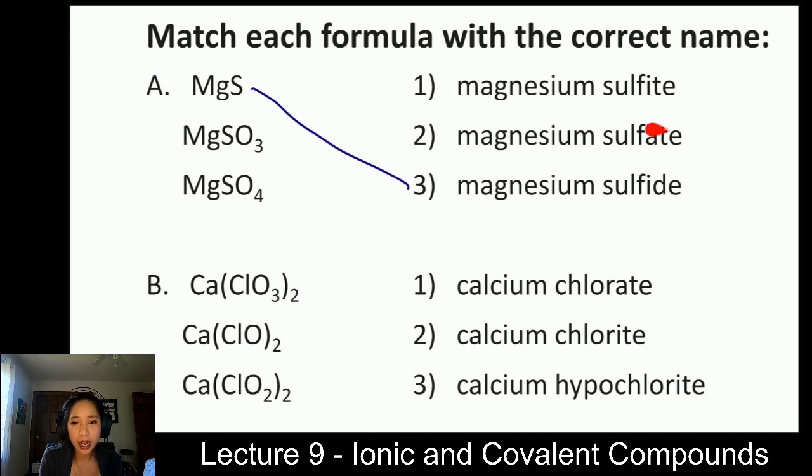Sulfate, that's one of our polyatomic anions, and I know that's SO4. SO3 is also one of our polyatomic anions. So you see what this is trying to instruct you to see: the difference between a monoatomic anion, so in this case just sulfur, versus sulfur within a polyatomic anion, in this case sulfite and sulfate, which are different, and those are listed on the handouts.